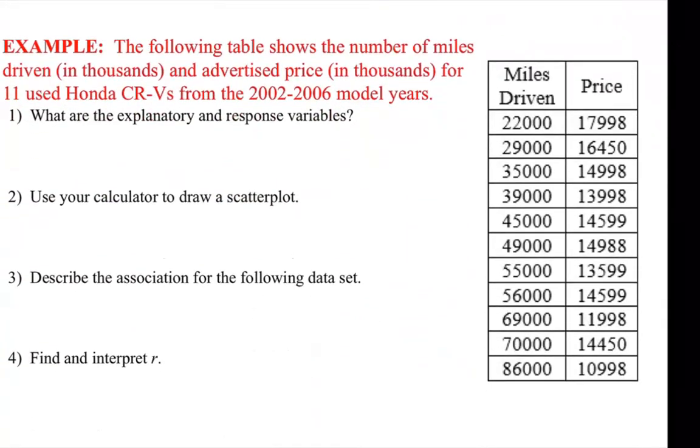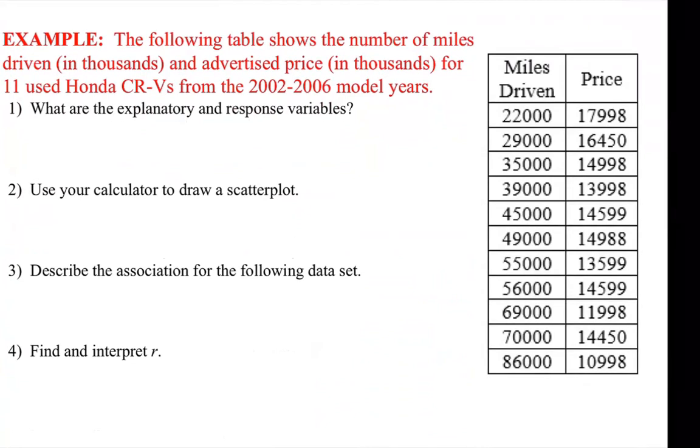Okay, so let's do a problem where you're going to do 4 steps, okay? So if you need a calculator, go grab a calculator. If you already have your calculator, we have 2 lists that we're comparing to each other, 2 quantitative variables. The first one is miles driven. How much have you driven the car? The second one is price. How much is it worth, or how much would you sell it for? Advertised price, sorry. Advertised price for Honda CR-Vs from 2002 to 2006. Okay, so put those in L1 and L2.